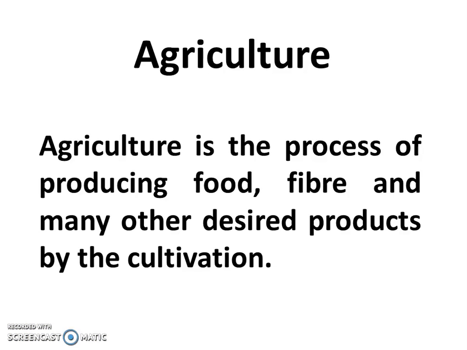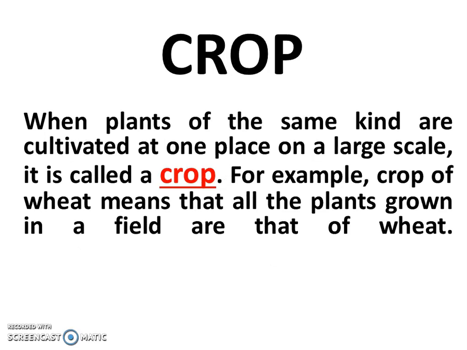First of all, we should know what agriculture is. Agriculture is the process of producing food, fiber and many other desired products by cultivation, right? So we have to produce food, fiber and many other things by cultivation. That process is known as agriculture, right?